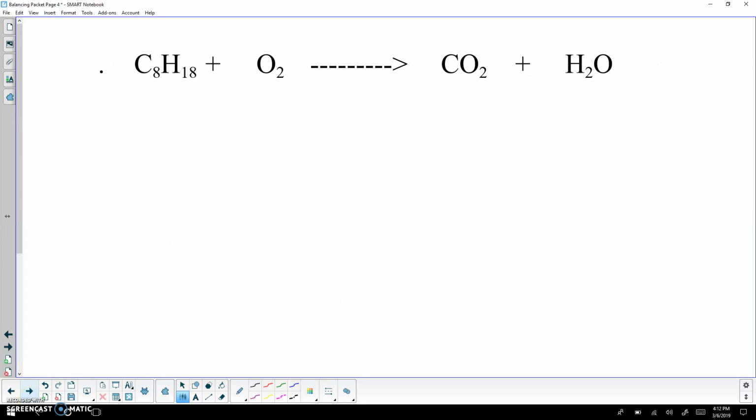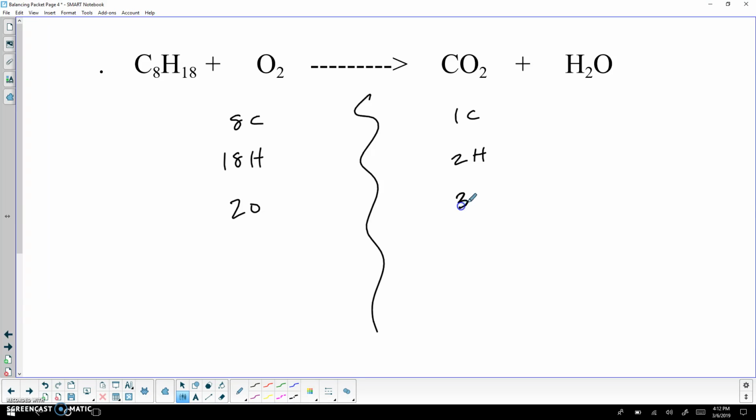Okay, for 49, this one is actually the combustion of octane. So this is gasoline burning. I do an atom inventory. I have 8 carbons, 18 hydrogens, and 2 oxygen. On this side, I have 1 carbon, 2 hydrogen, and 3 oxygen.